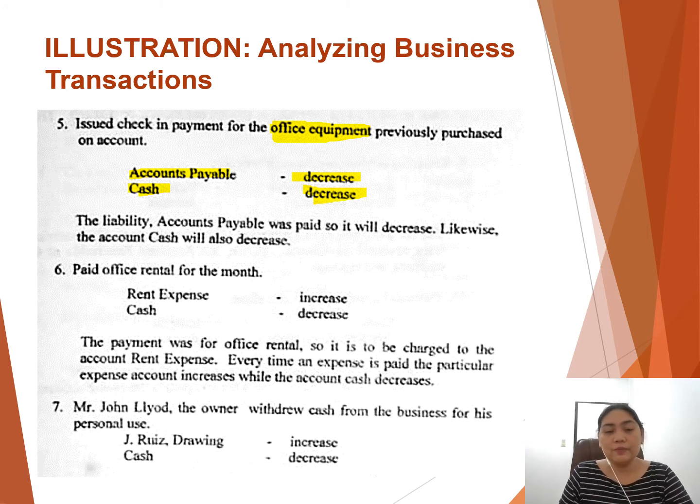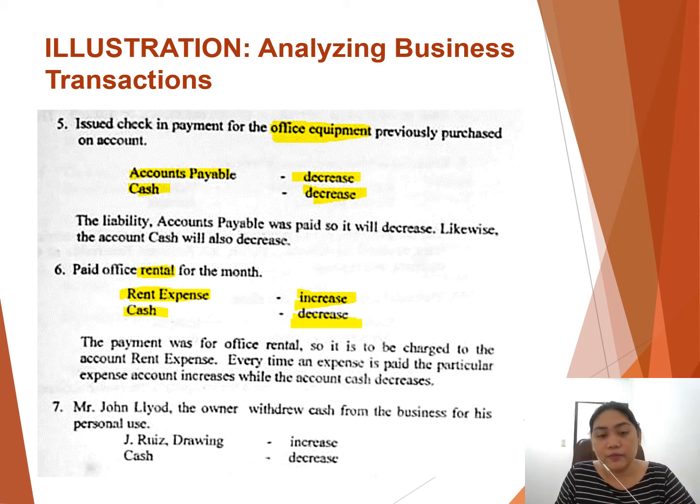Okay? Next, number 6, paid office rental for the month. So, nagbayad ka ng renta. Yan. So, what is rental? So, this is expense. Anong pinambayad mo? Cash. What is cash? That is asset. So, that's why the specific accounts that are affected in this transaction are rent expense and cash. So, what are the effect? Sa rent expense, dahil nagka-expense ka, na-incur mo siya, nagamit mo siya, that's why it is increased. Ngayon, sa cash naman, dahil nagbayad ka ng cash, nabawasan yung cash mo, that's why it is decreased.